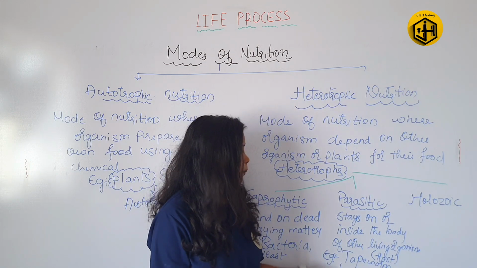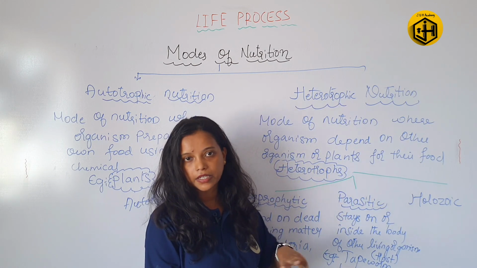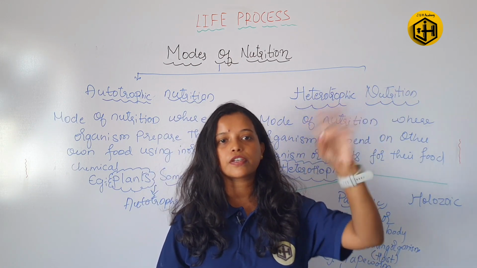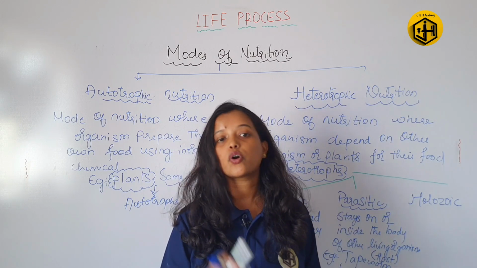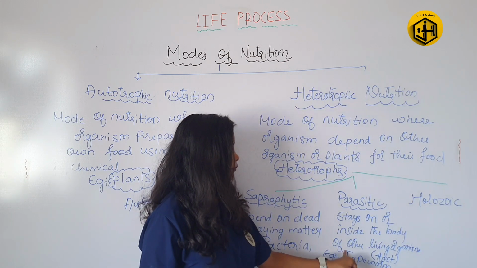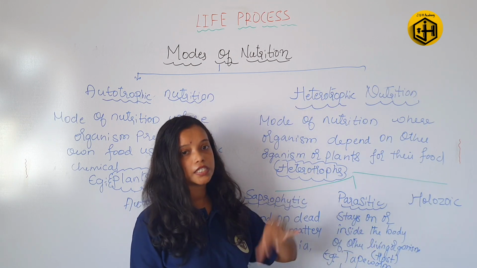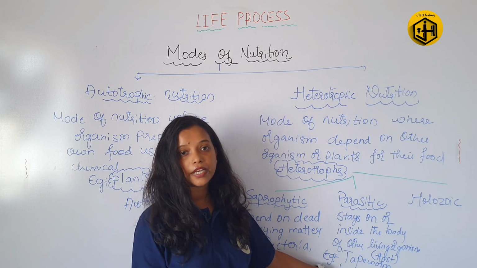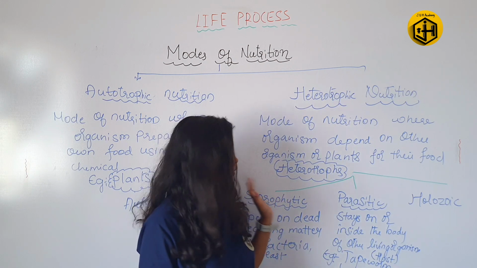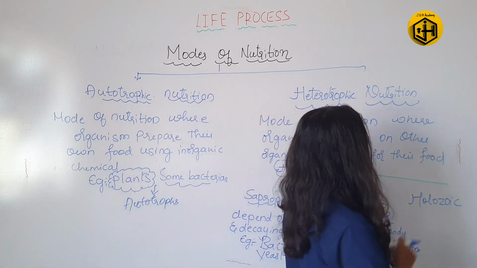Okay. So parasites are again divided into ectoparasites and endoparasites. Ectoparasites means which live on the surface of the body of other organisms. Endoparasite means which live inside the body of other organisms. See here, is tapeworm an ectoparasite or endoparasite? This is an endoparasite because it lives inside the body. Leech will take nutrition from outside the body, hence it is an ectoparasite. Is that clear? Okay. So the next mode of nutrition is holozoic nutrition.